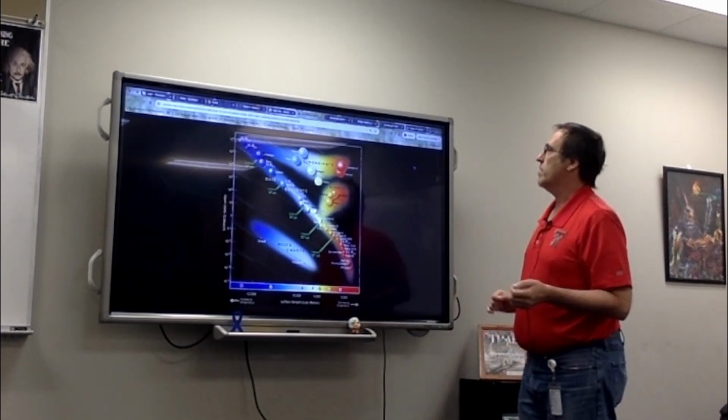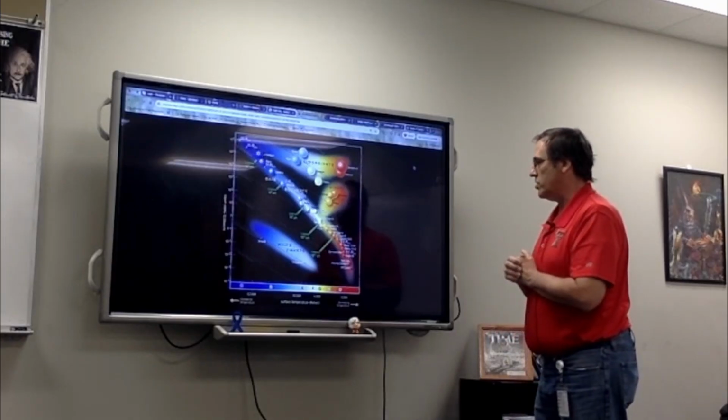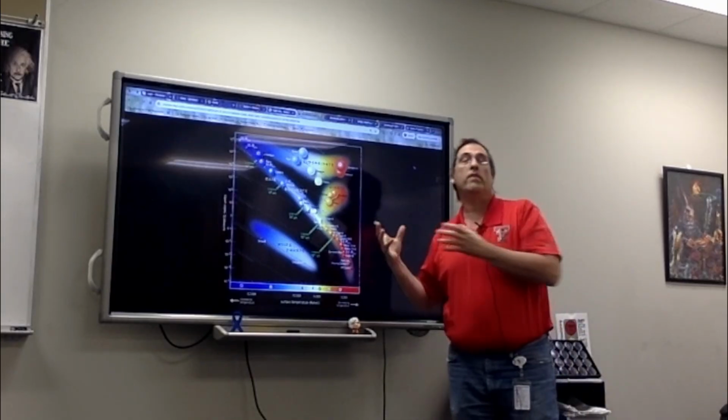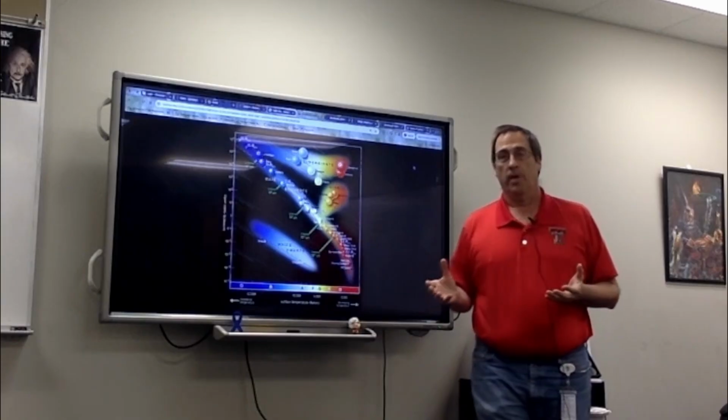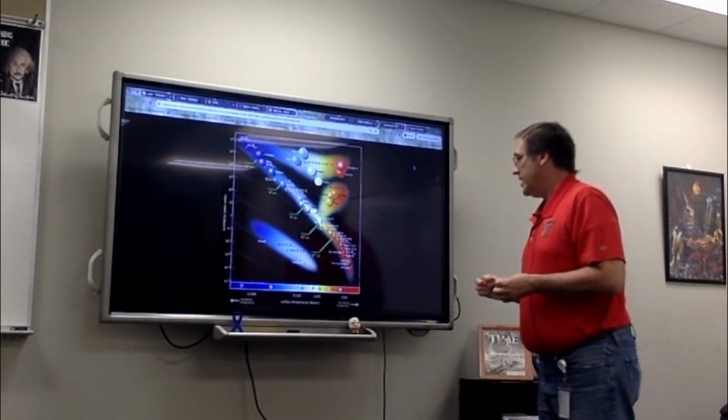It's the HR diagram. What the HR diagram does is it takes stars and gives you a huge amount of information if you know how to read it. I just wanted to talk briefly about this one, so let's jump right into it.